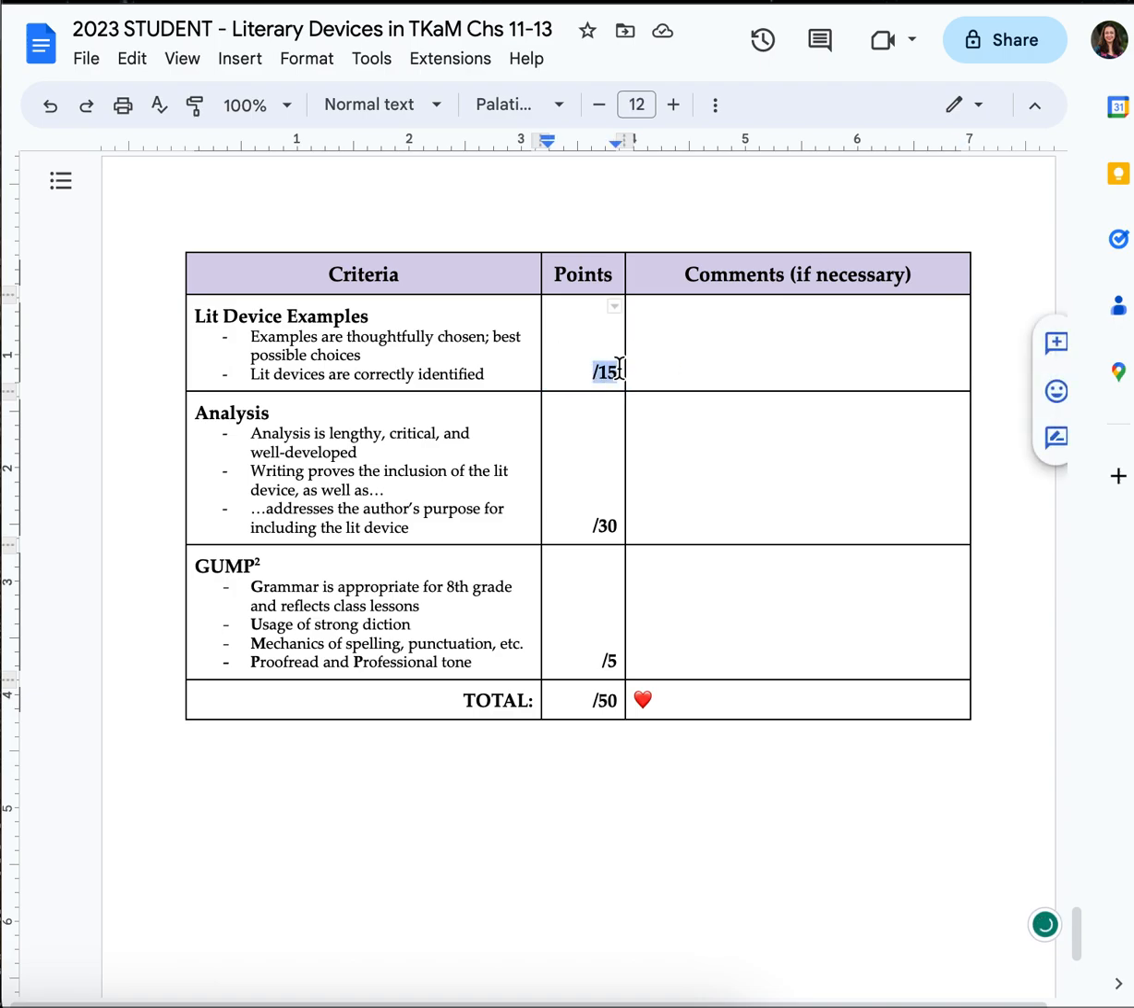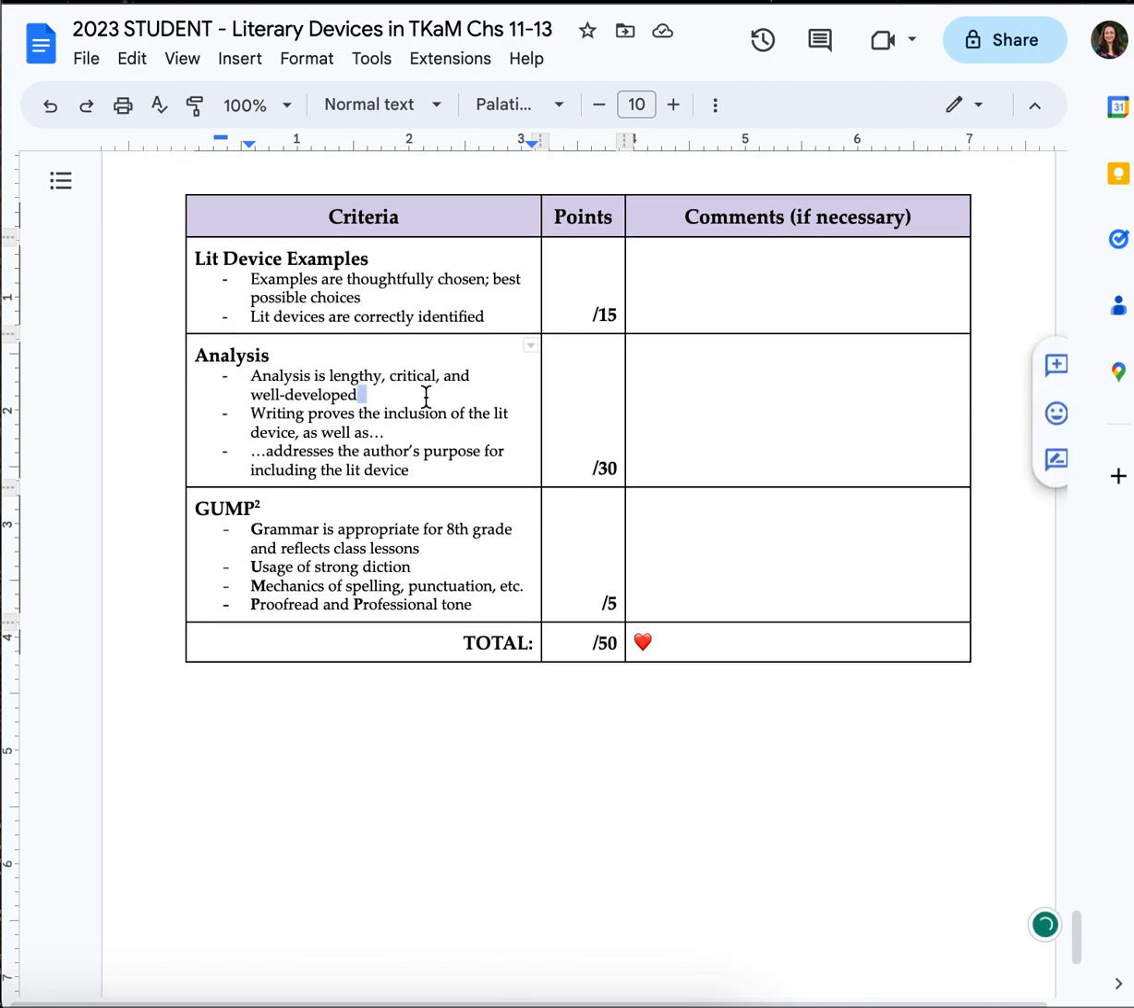Even if you guess wrong, but you are trying so hard to connect these literary devices, you'll earn points in this area. Your analysis needs to be lengthy, critical, well-developed. When I say lengthy, note that some of these were only 2 sentences long, but some of them were closer to 4. I expect that variety, because if you're answering every single one of these analyses in 1 to 2 sentences, you're probably not being critical enough or developing your point enough. You're probably not explaining how it is shown and how this affects a reader.